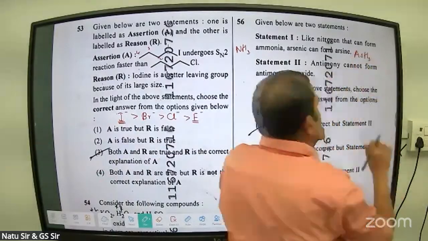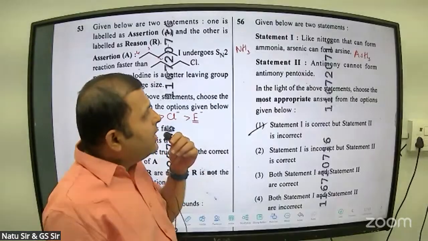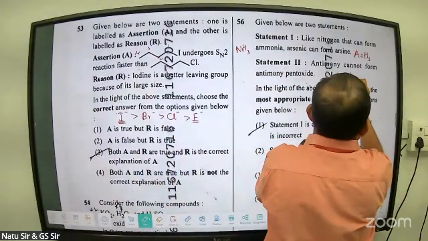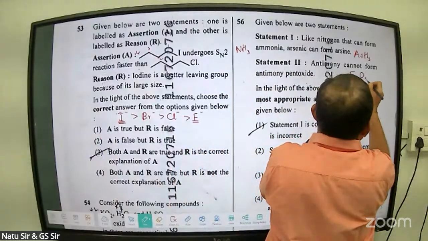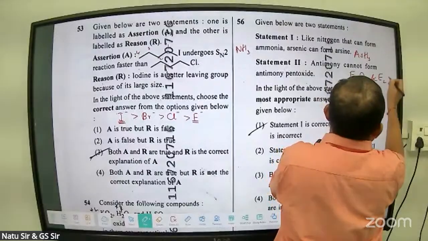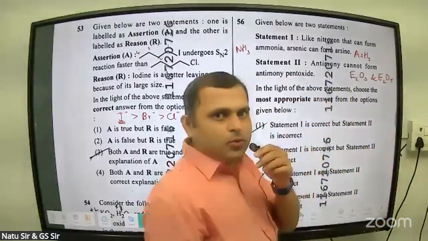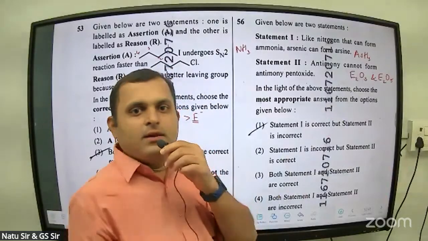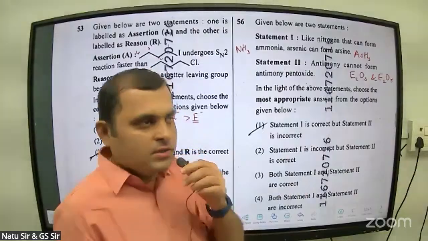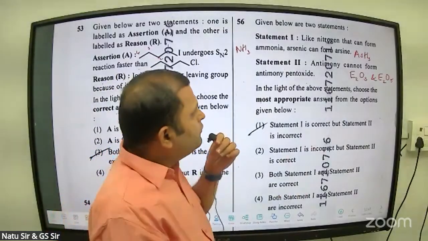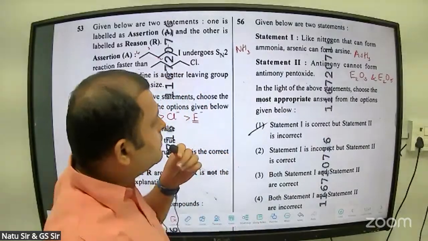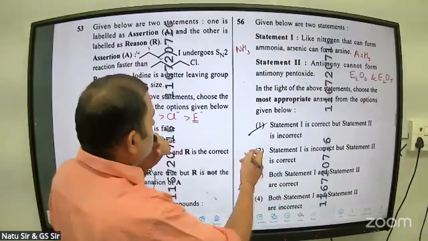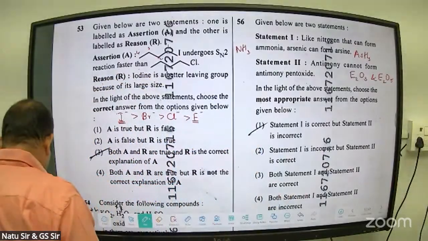Both are correct. And antimony cannot form antimony pentoxide. Now, these group 15 elements form two types of oxides, E2O3 and E2O5, right? So it will form Sb2O3 and also Sb2O5. They exhibit both valences 3 and 5 with oxygen, and that is why it can form antimony pentoxide. That means statement 1 is correct, but statement 2 is incorrect. So which option? Option number 1, right?